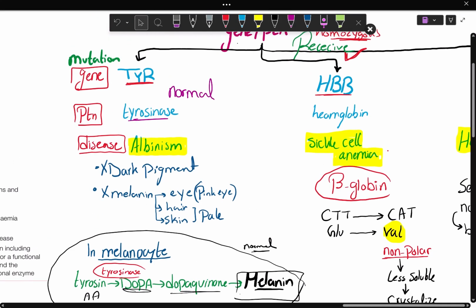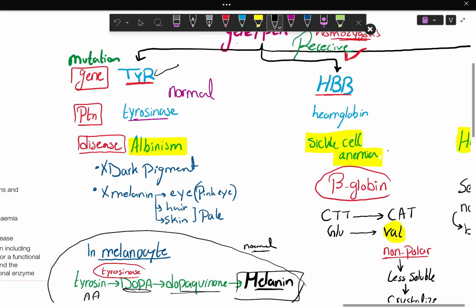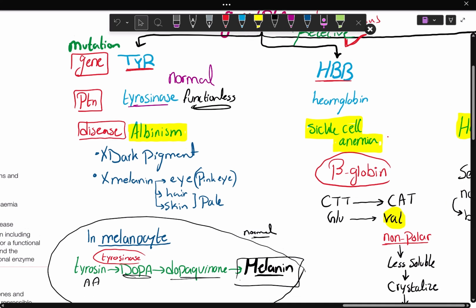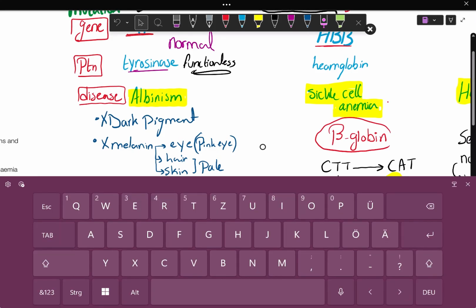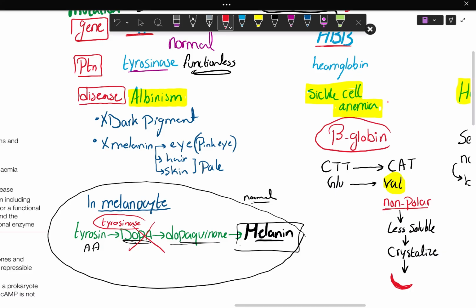So what if someone has a mutation here? What if there is a random spontaneous change in the sequence of genes in the alleles here? This will lead us to a functionless tyrosinase. So this will give us a tyrosinase that has a different active site and does not work. So this means everything here will not happen. The tyrosine will not turn into DOPA, not into dopaquinone, so we will have no melanin.